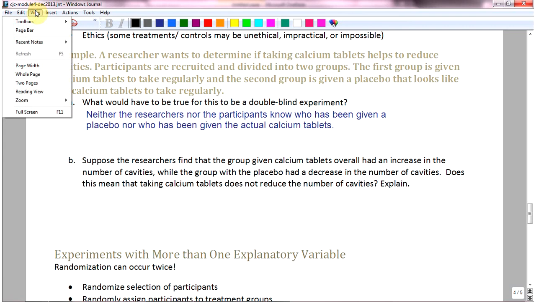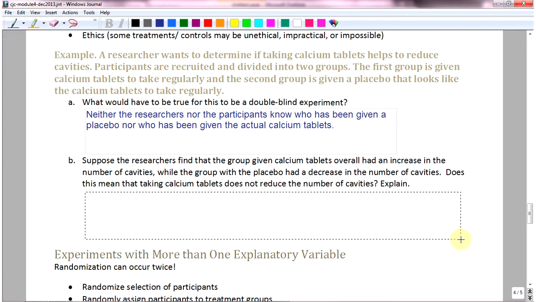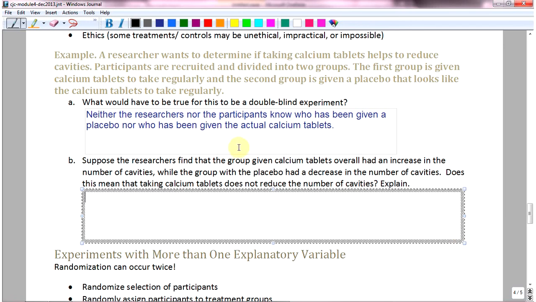Well, I think that you've had enough caution at this point to know that we cannot assume that means that taking calcium does not reduce the number of cavities. There's still lurking variables that are present that we're not controlled for. There may be lurking variables present.